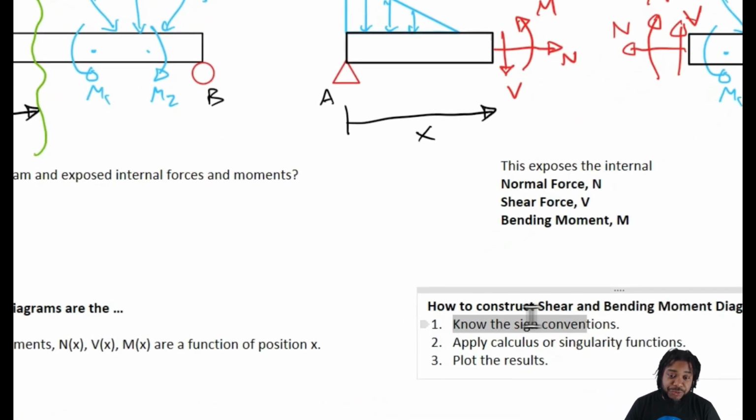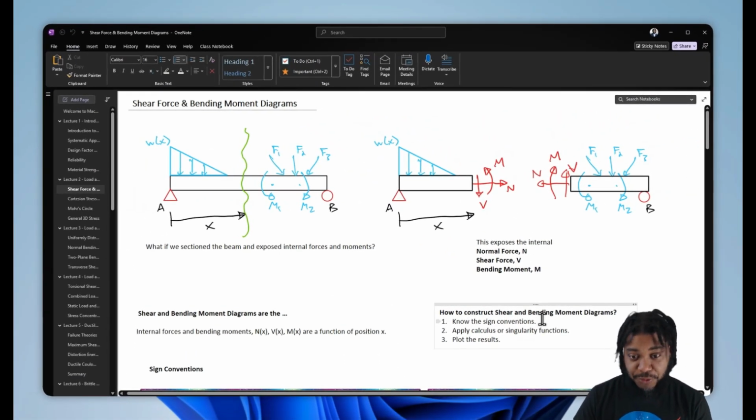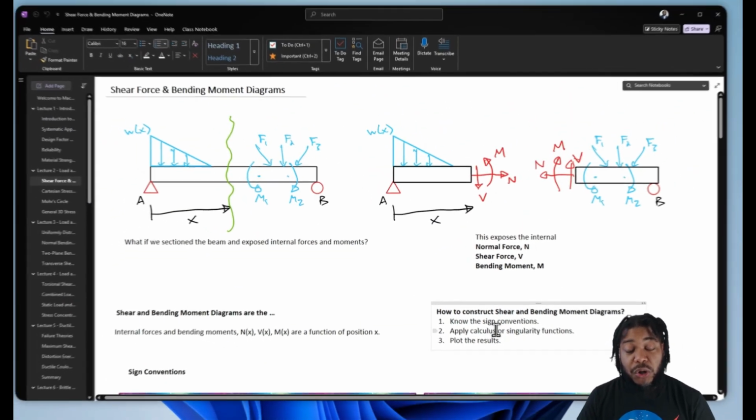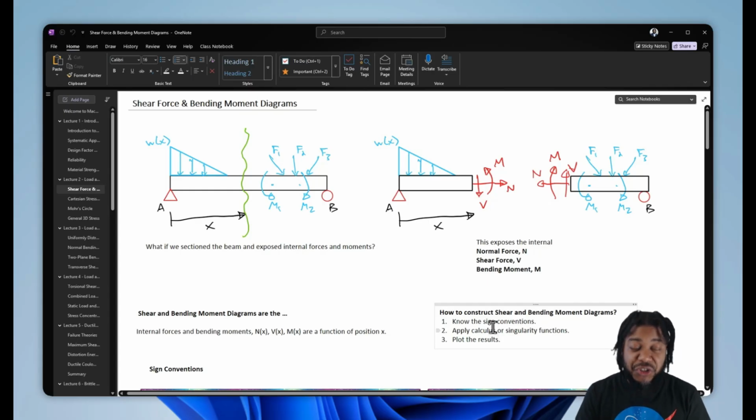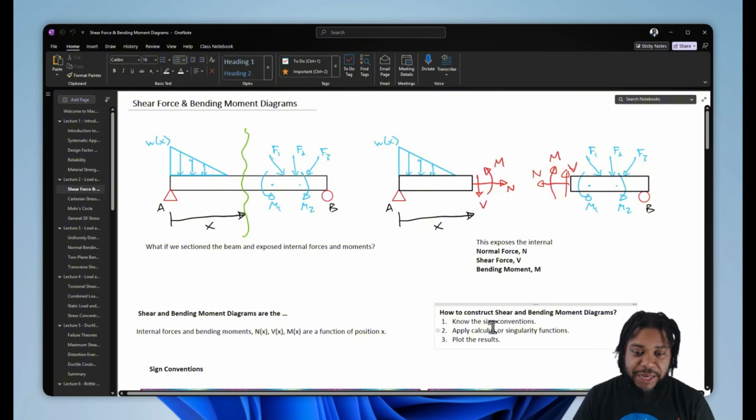Well, the first thing we need to do is we need to know the sign convention. What's a positive force or negative force? What's a positive moment or a negative moment? Then we need to know how to apply calculus or singularity functions in order to solve for how those forces and moments evolve as a function of distance. So we're going to find equations for those values. And then finally, we need to plot the answer. We need to plot the values as a function of position, right? So let's start with sign conventions.